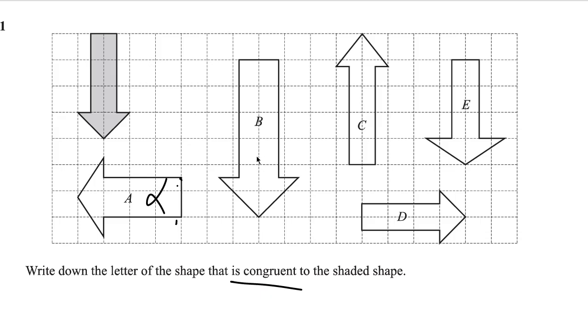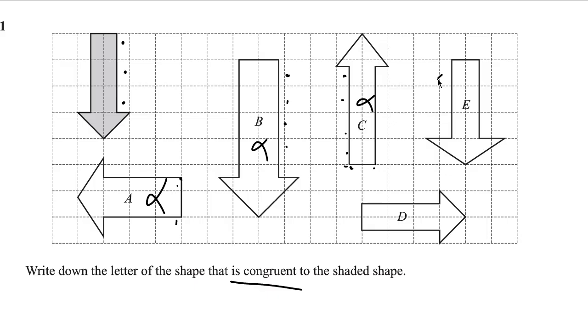Then for shape B, you can see that it is longer. If we count in terms of square units, we have 1, 2, 3. In this case, we have 1, 2, 3, 4. It's getting to 5. It is longer. It's not the same size, so this is not congruent to it. If we look at the next one, you can see that it's also longer than this and different in size, in terms of the width. 1, 2, 3, 4. This is just 1, 2, 3. So this is not congruent.